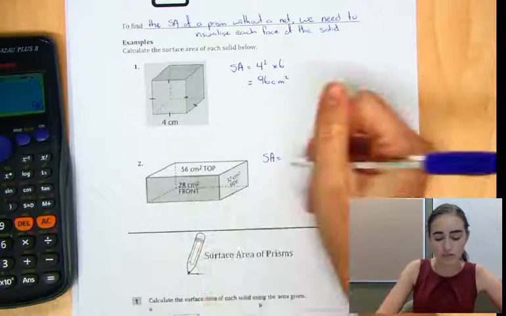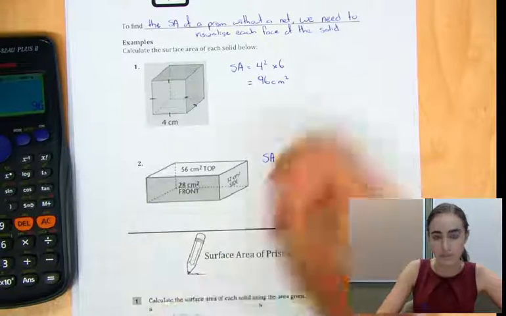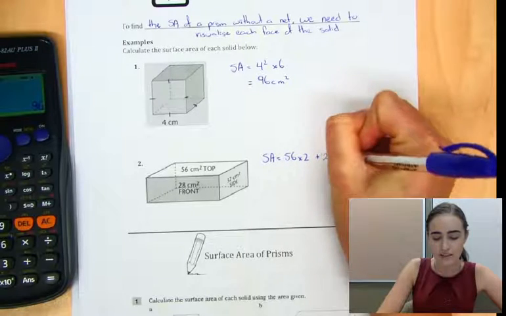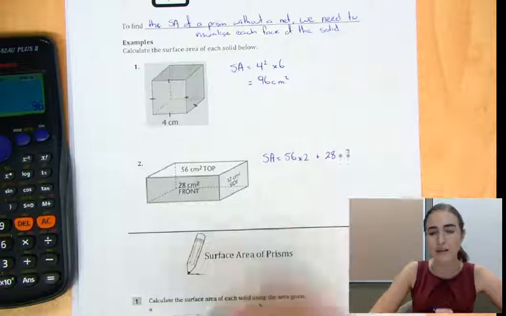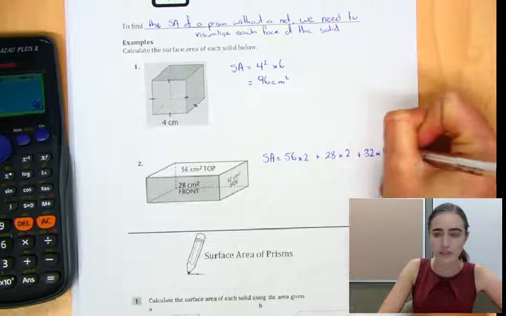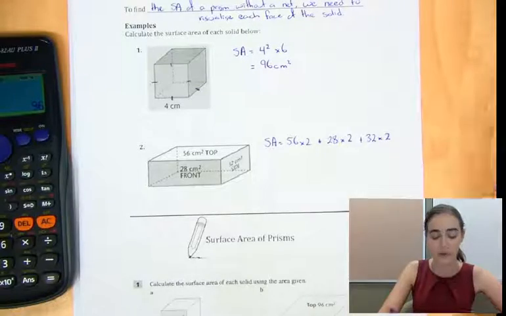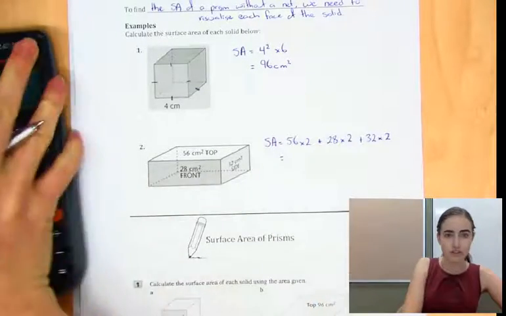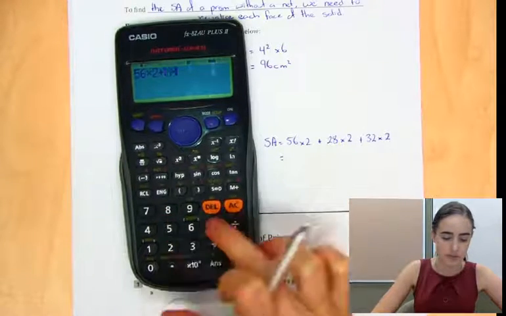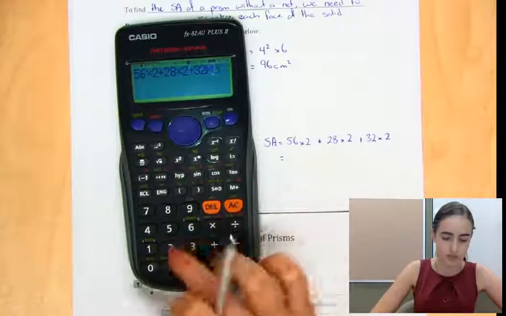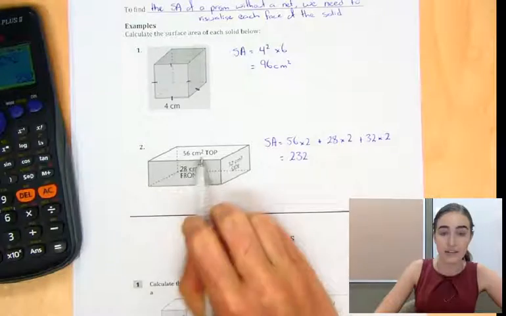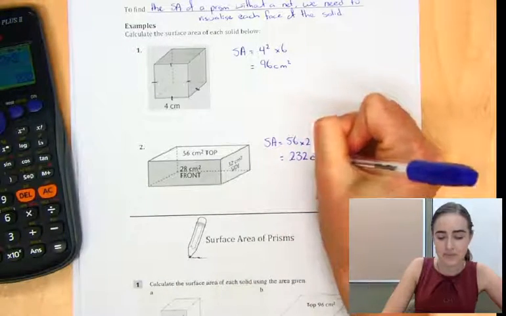So we're going to have the top was 56, but because the bottom's the same, we're going to times that by 2. Then we've got the front was 28, and because the back is the same, we'll times that by 2. And then we've got the side is 32, and we've got the side on the other end as well, so we'll times that by 2 as well. Then popping all of that in your calculator, you're going to have 56 times 2 plus 28 times 2 plus 32 times 2 will give us 232. And it is in centimetres, so that's going to be centimetres squared.